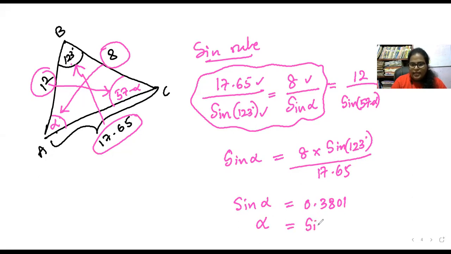You have to use the sine inverse function on 0.3801. You know that if you have a numerical value for sine or cos or tan, you have to take the inverse to get the angle.